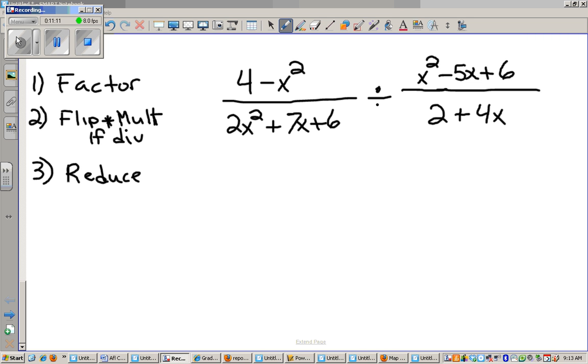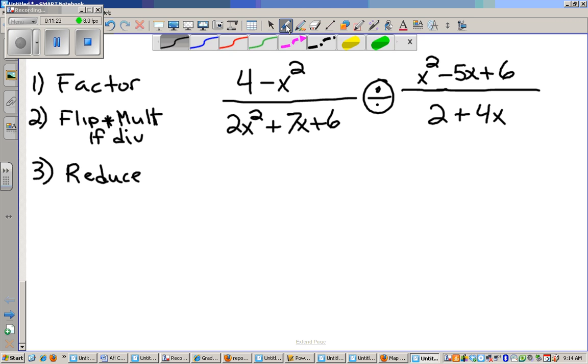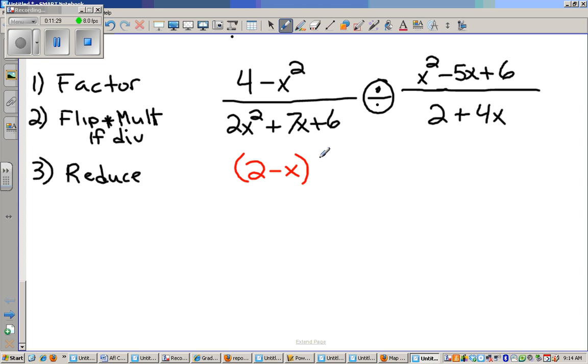Okay, so I finally figured out something that's going to work. So they magically appeared very quickly, but this is what we're going to try to do. And note again the division. All right, so we're going to do the same idea. First step is to factor. So when I factor the numerator here, it's the difference of squares. It's 2 minus x, 2 plus x.